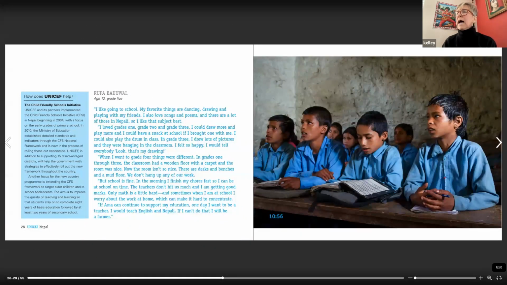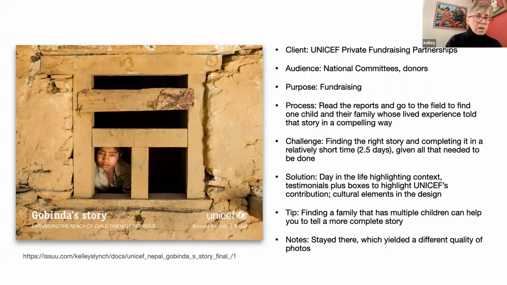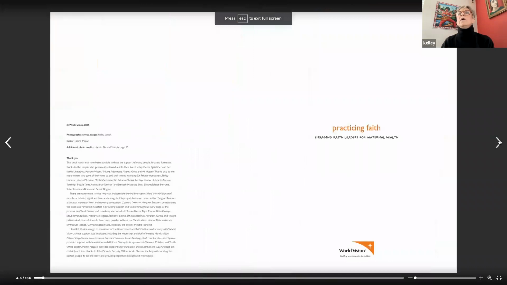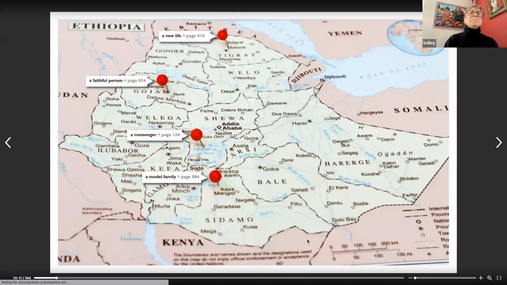You can take a look at the website if you want to see more. The only thing I'm going to show you is one page because I don't want to lose time. This was just something different graphically. This is the table of contents page, just to show people where we are and which story is where.